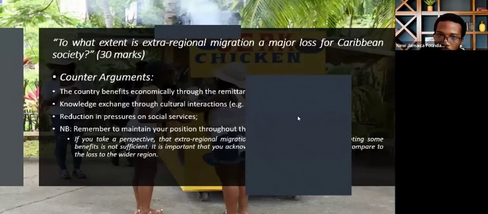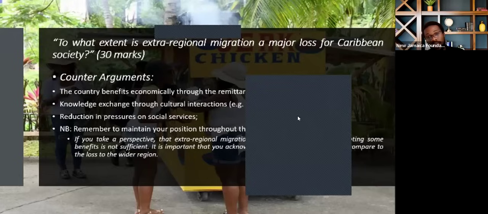Can we take the middle ground? Yes, you can take a middle ground, but bear in mind that even if you take a middle ground, you still have a position. So what do I mean by this? The previous wording was assess. This doesn't ask you to assess. It asks you to establish to what extent. And the nature of to what extent makes it a lot more difficult to take a middle ground.